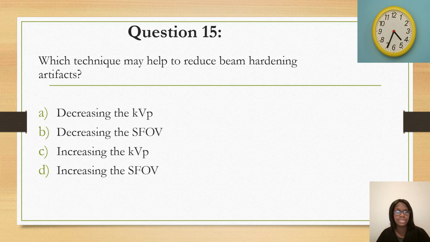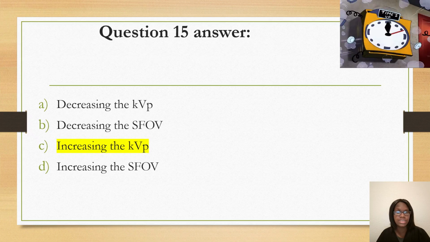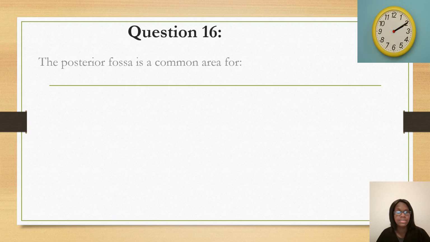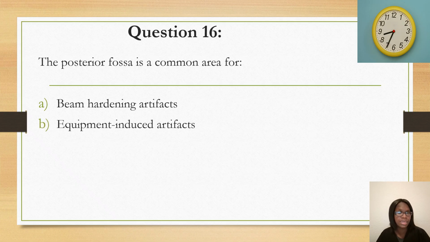Right, the correct answer is C. Increasing the KVP. Question 16. The posterior fossa is a common area for A. Beam hardening artifacts. B. Equipment-induced artifacts. C. Motion artifacts. D. Step artifact.